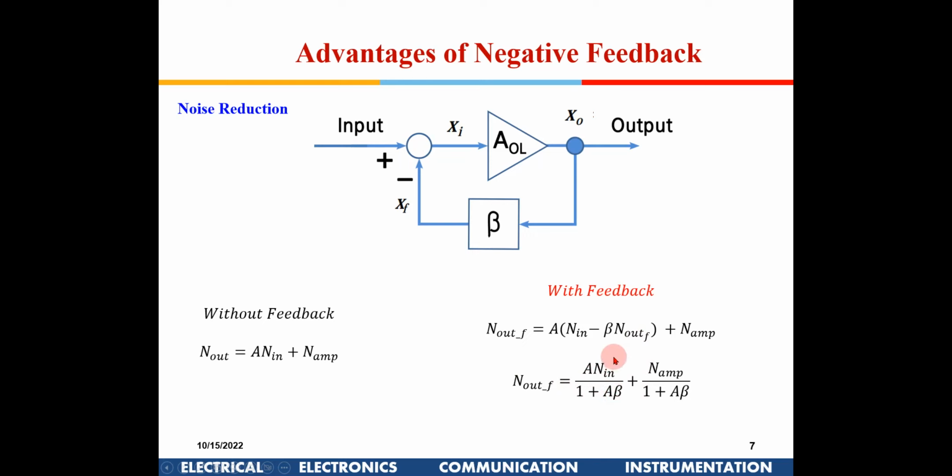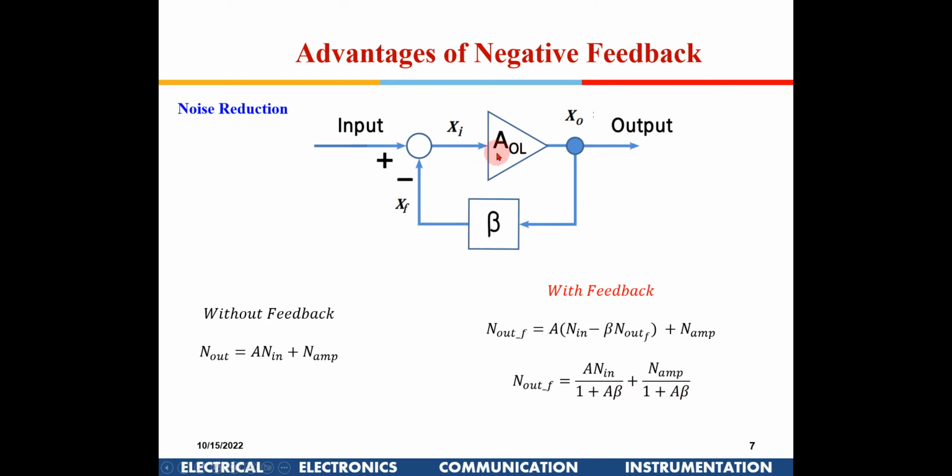This is not a great achievement, because the signal is also getting attenuated by the same factor. So I can't say this is a great advantage, but what is of advantage is this. Initially it was n amp. Now the noise generated by the amplifier's internal components, with feedback, is getting divided by a factor 1 plus A beta.